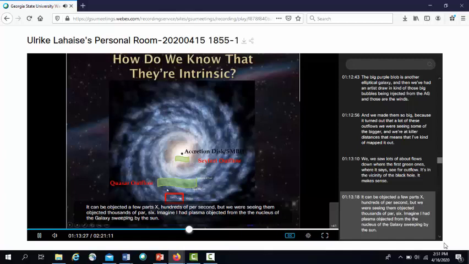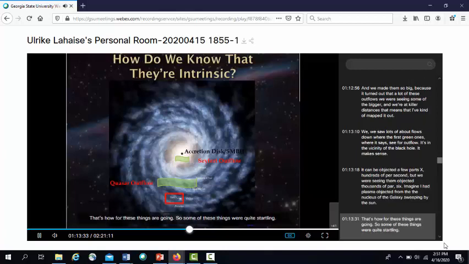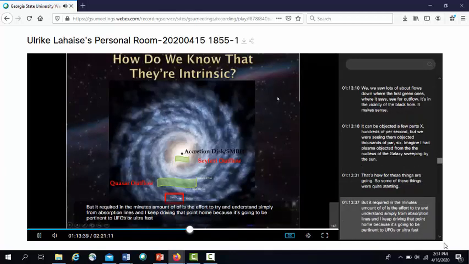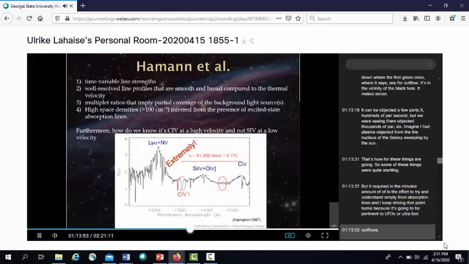Imagine plasma ejected from the nucleus of the galaxy sweeping by the sun. That's how far these things are going. So some of these things were quite startling. But it required an immense amount of effort to try and understand simply from absorption lines. I keep driving that point home because it's going to be pertinent to UFOs, or ultra-fast outflows.